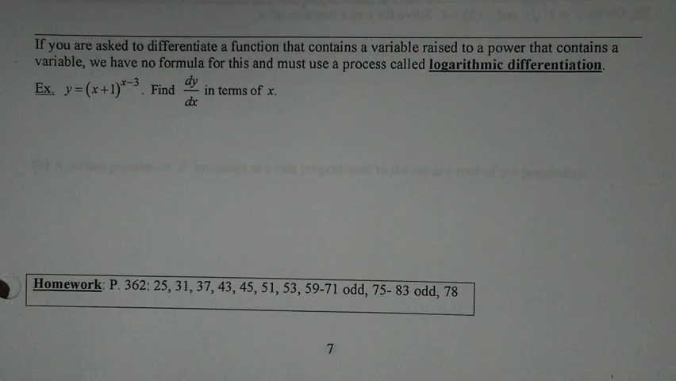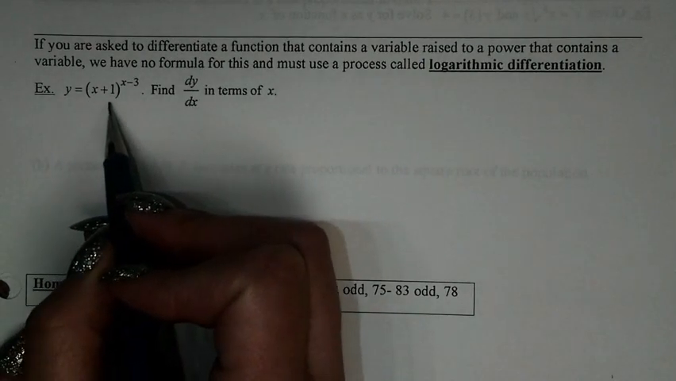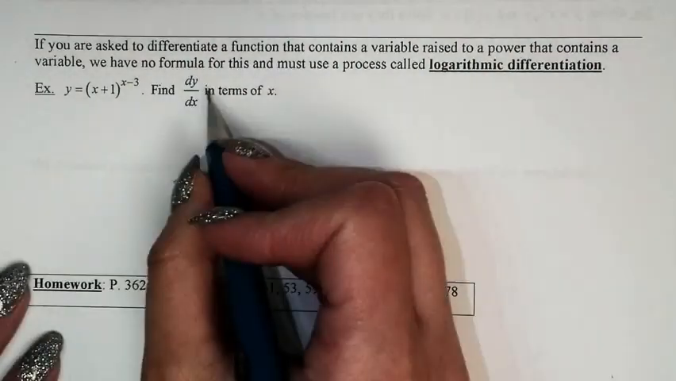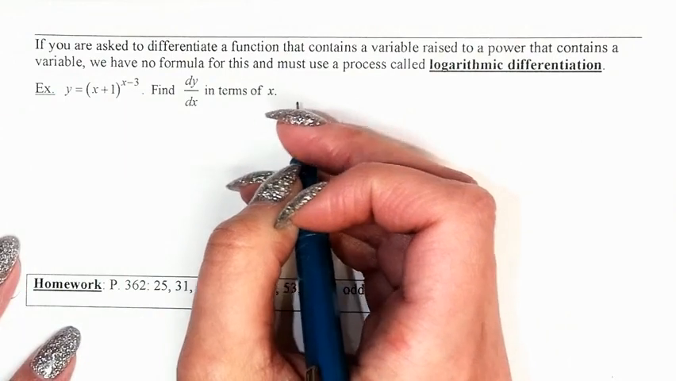Okay, so if you're asked to differentiate a function that contains a variable raised to a power that contains a variable, we have no formula for this, but you must use a process called logarithmic differentiation. So as you can see here, we have y equals (x plus 1) to the power of x minus 3. You need to find dy dx in terms of x. So what are we going to do over here?